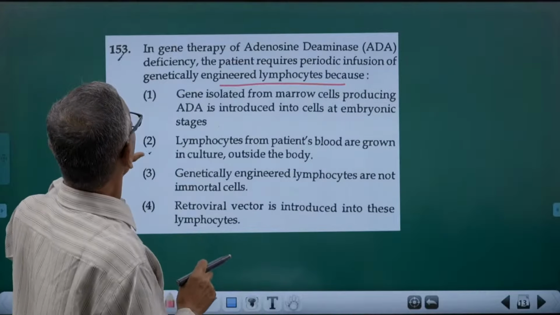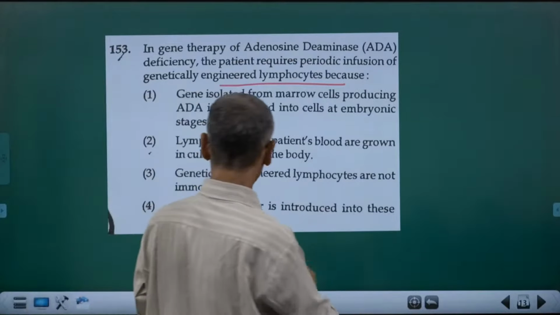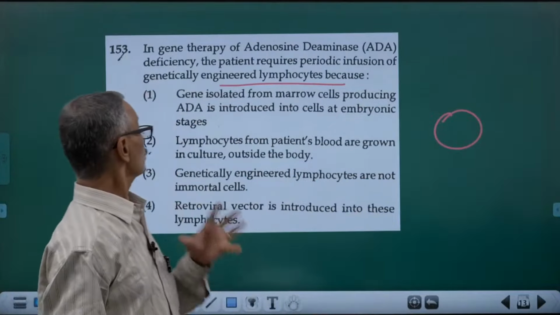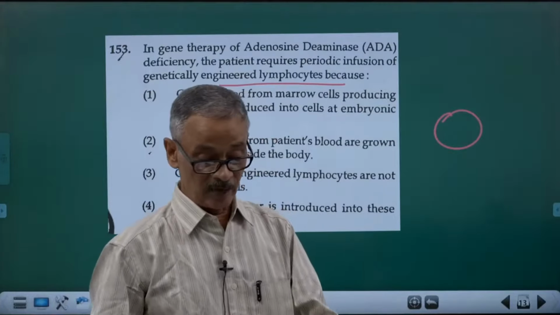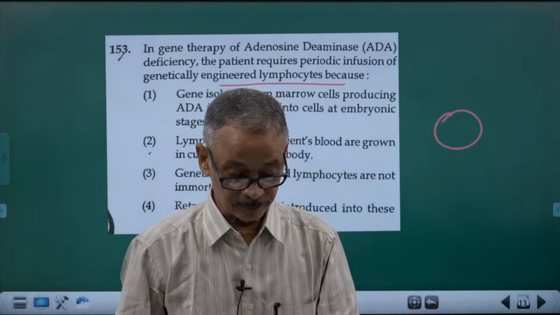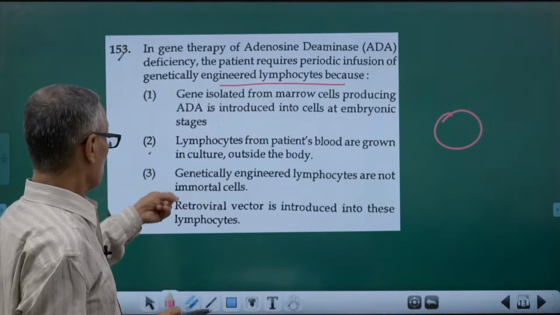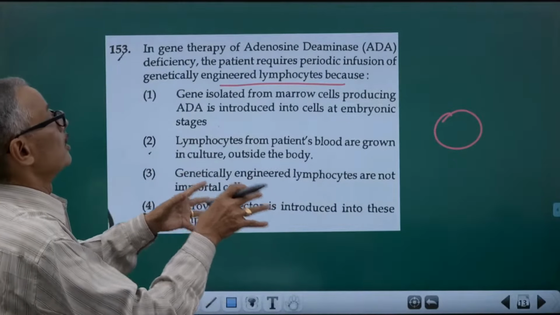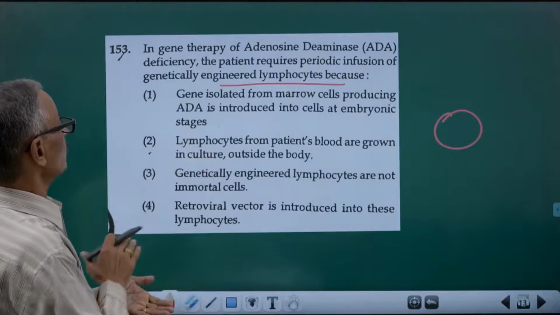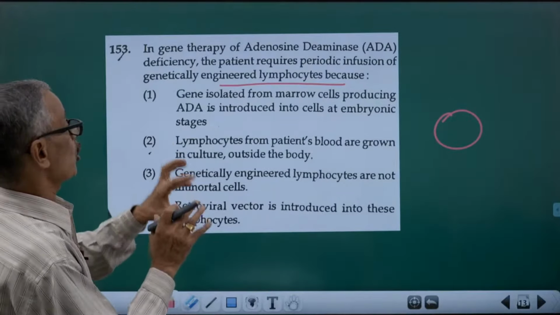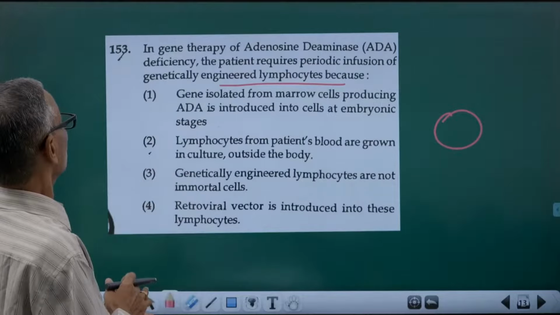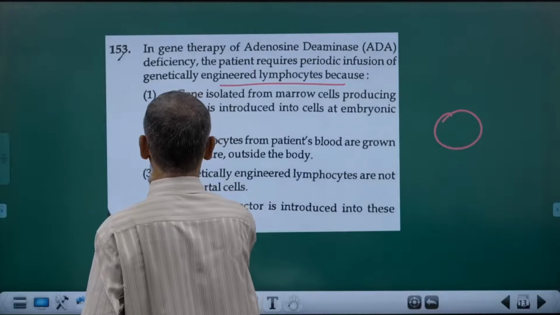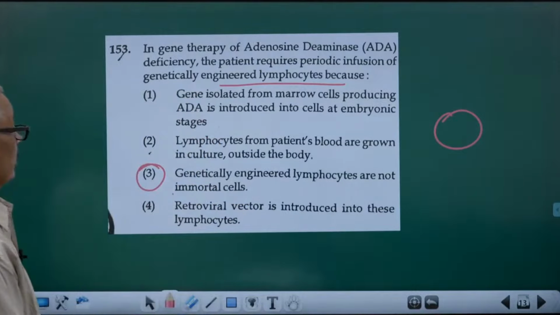See, we have the lymphocytes taken out, but lymphocytes live only for a very short period. After that, they die. Even if you provide genetically engineered lymphocytes, they will live only for a short period. That's why we have to repeatedly do it. So, genetically engineered lymphocytes are not immortal, they are all mortal. So, that should be the correct one.